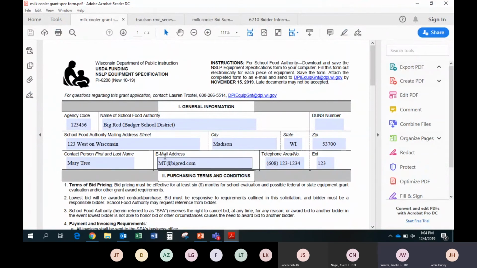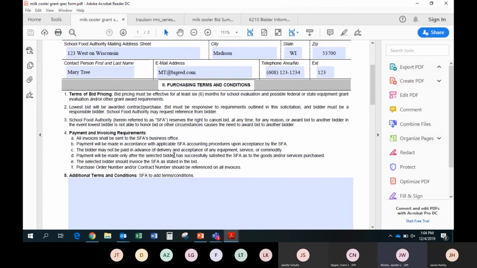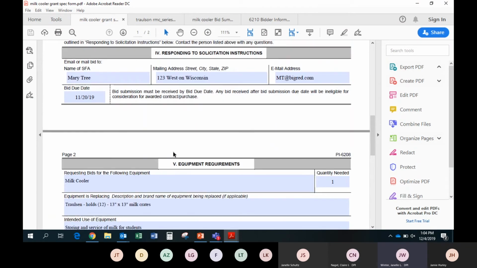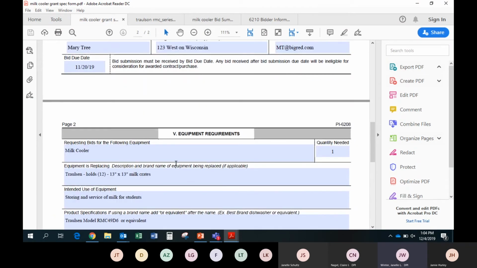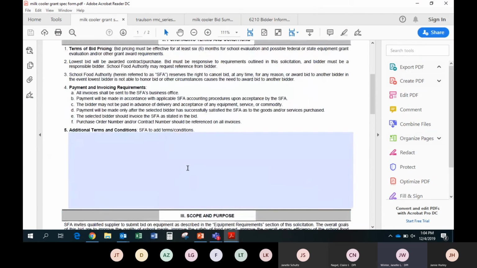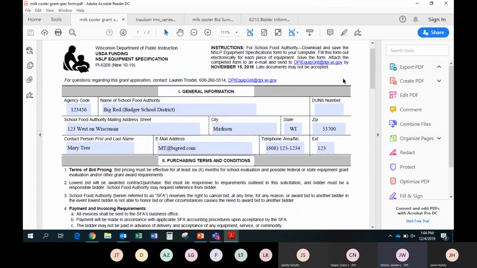So this is the specification form. This is the one that we're going to be referring to today with all the documents as we're reviewing them. This is for a milk cooler, and we had reviewed this in the previous training, what the specifications were for our procurement of this equipment, the milk cooler.